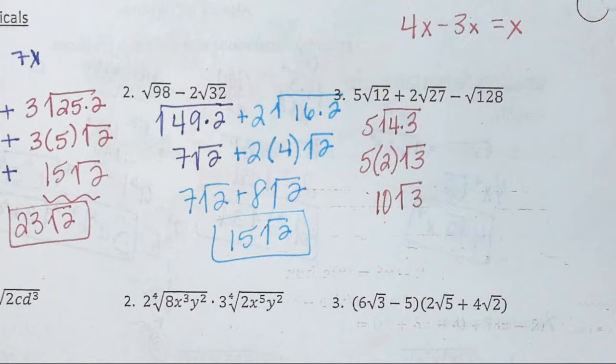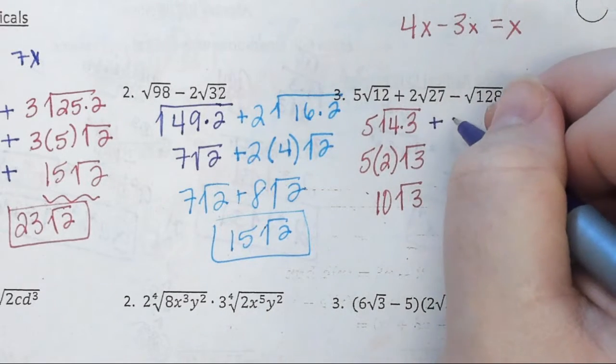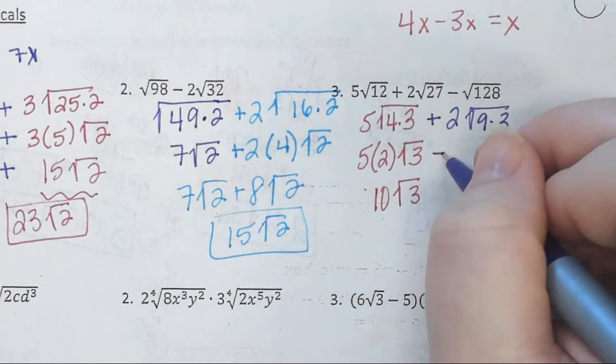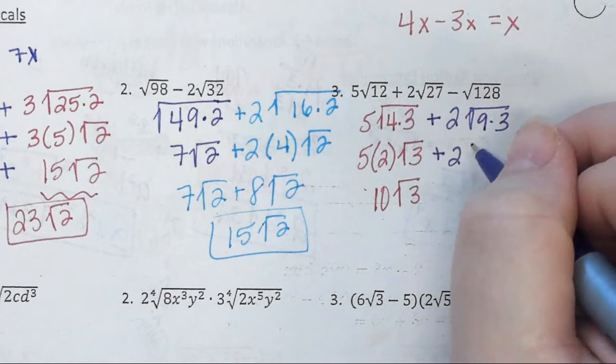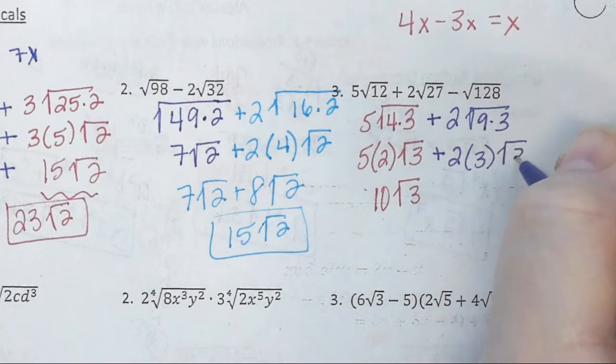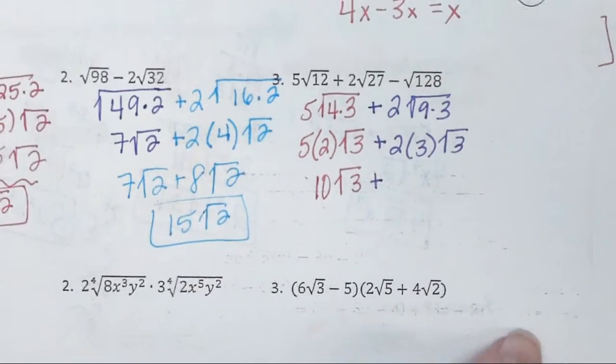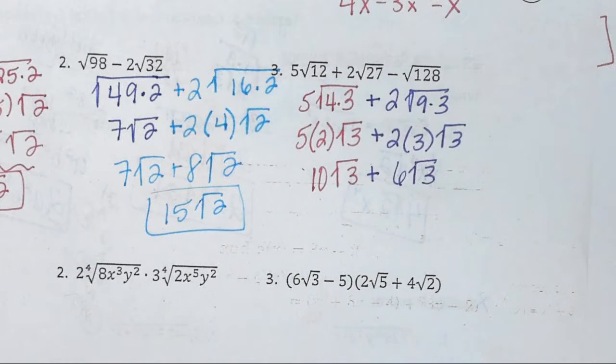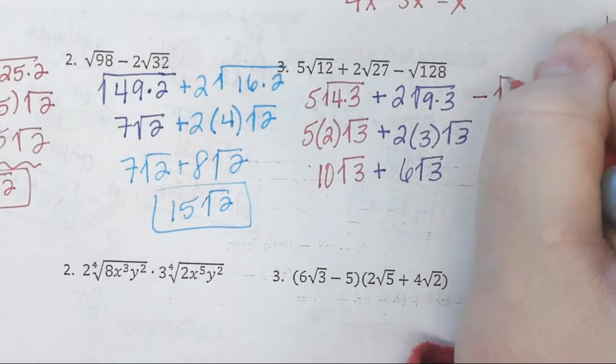Perfect. And now someone else deal with that 27. Archer, get a point. 9 and 3. And then what happens? Yes. And then what happens? And so far it's looking so good. And now we've got to deal with that 128. What times what is 128?